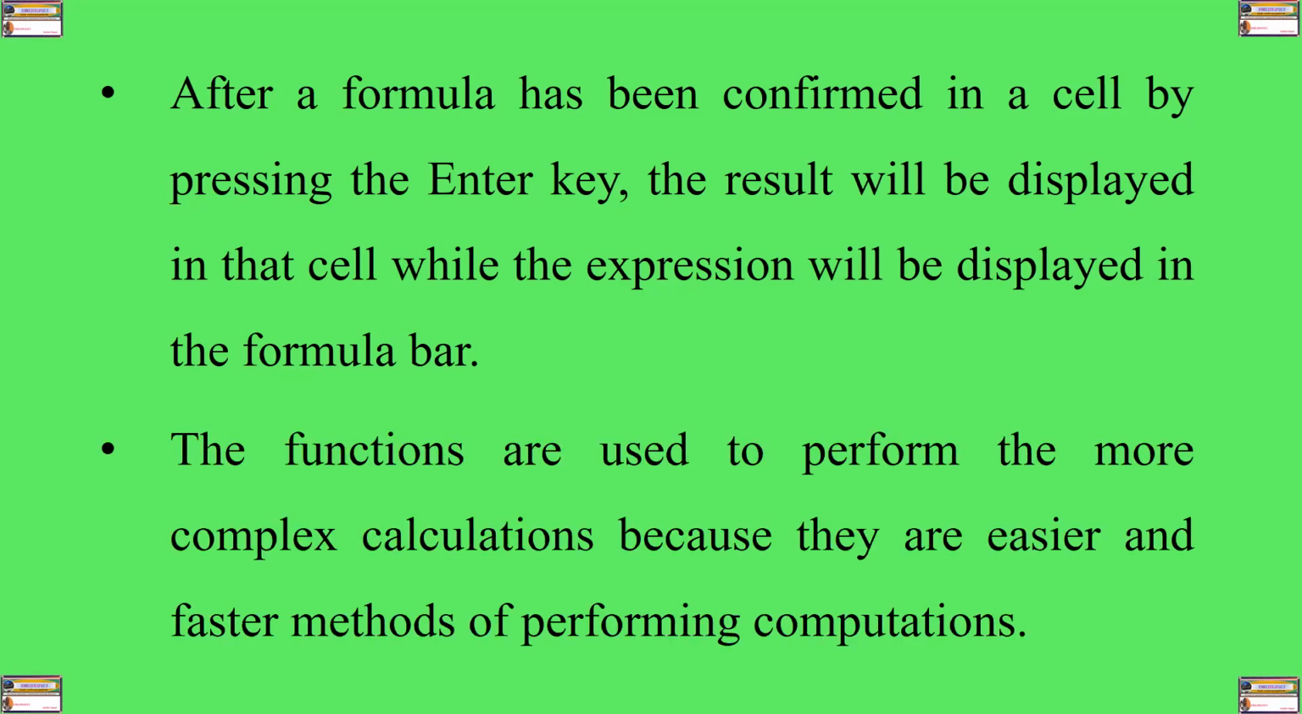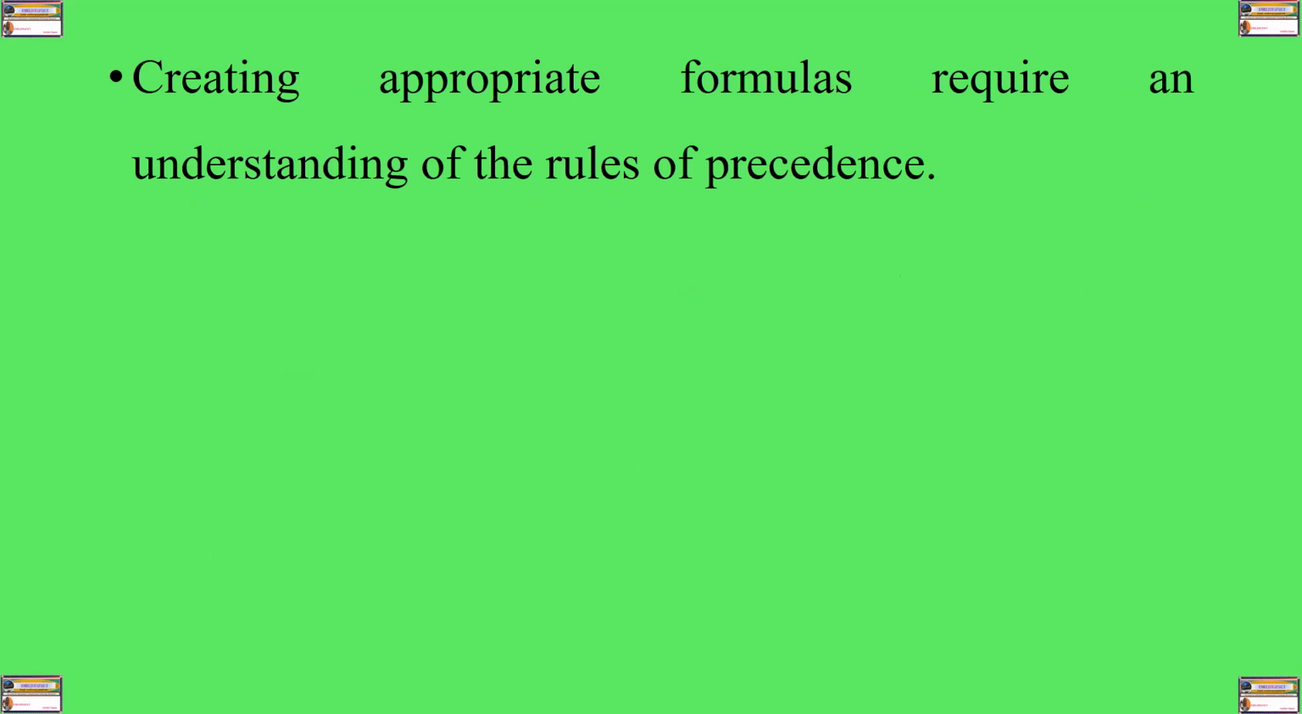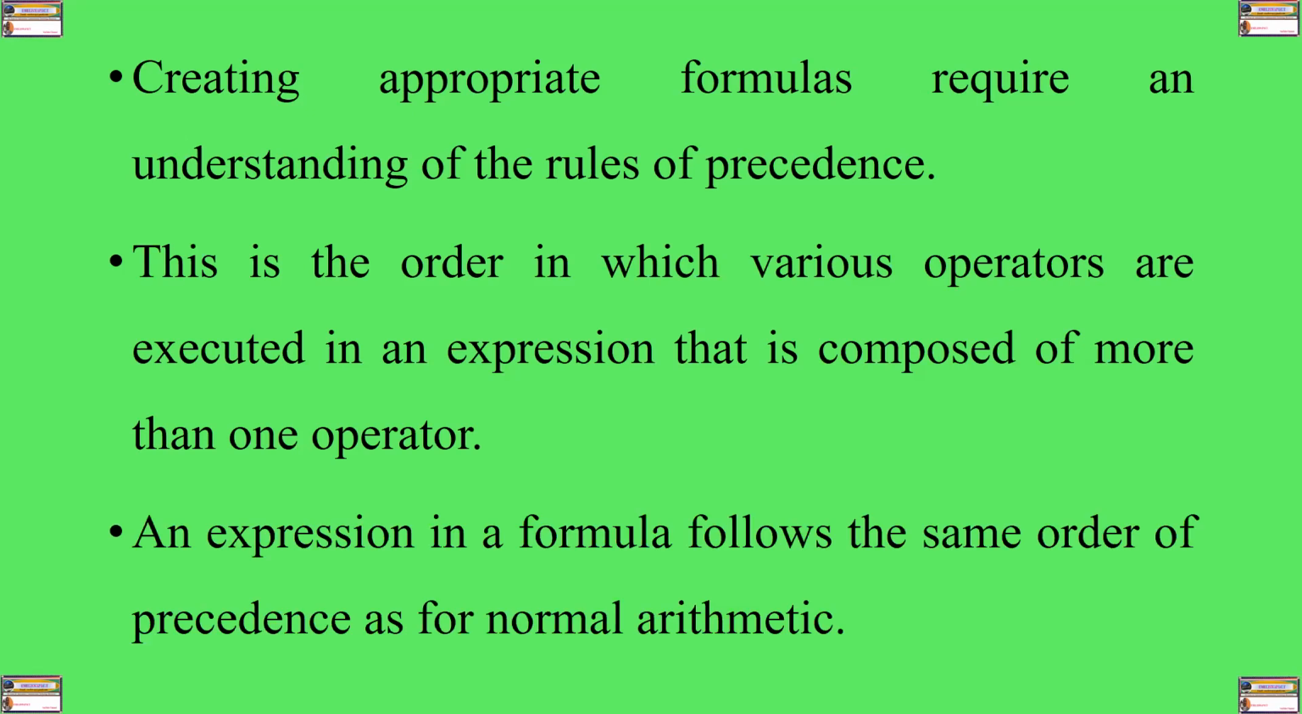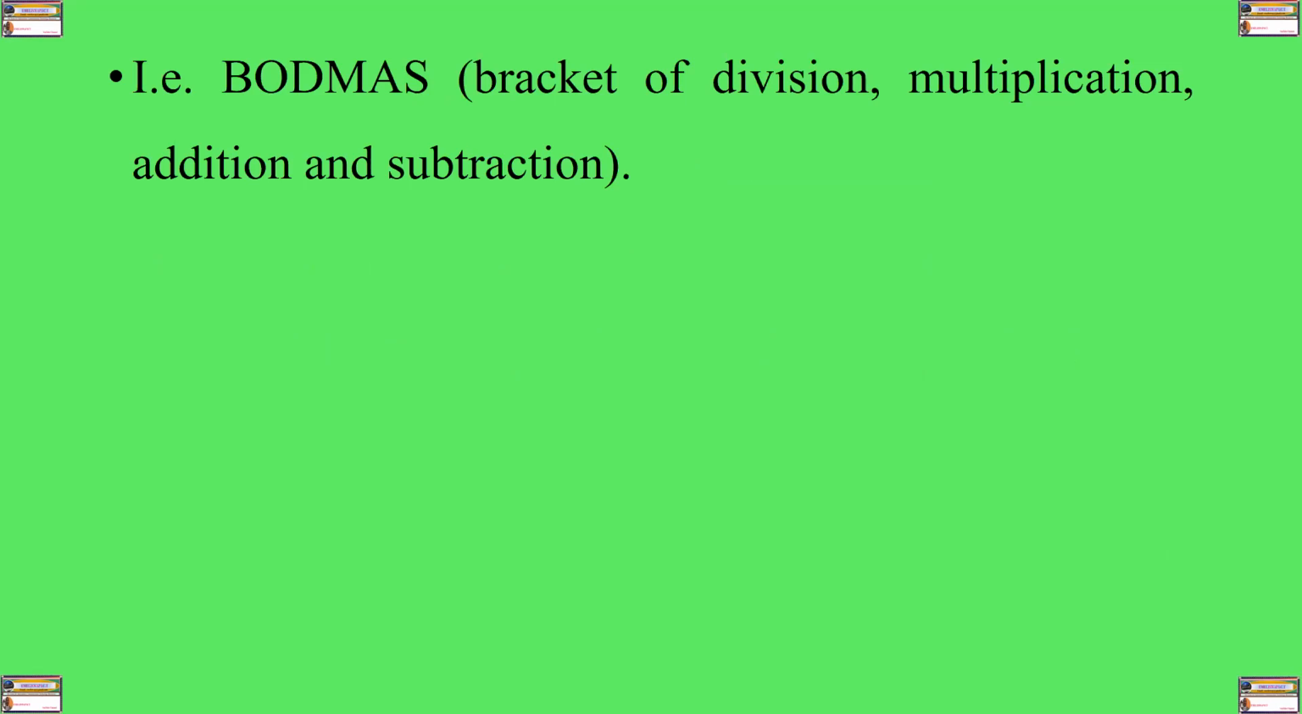The functions are used to perform the more complex calculations because they are easier and faster methods of performing computations. Creating appropriate formulas requires an understanding of the rules of precedence. Precedence is the order in which various operators are executed in an expression that is composed of more than one operator. An expression in a formula follows the same order of precedence as for normal arithmetic. That is, BODMAS. BODMAS stands for brackets, division, multiplication, addition, and subtraction.